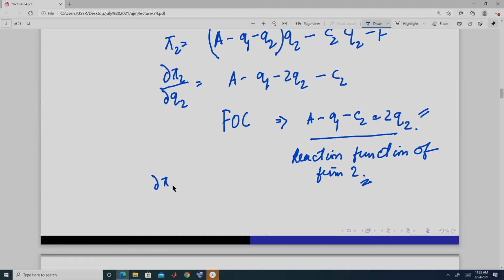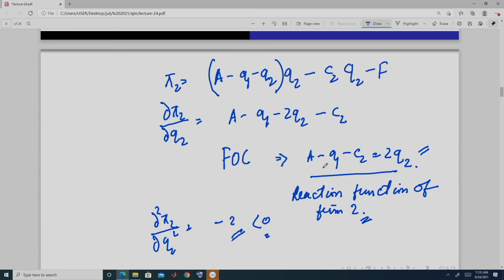It is always negative. So, we do not have to bother whether the solution is a maximum point or not, whether it is going to maximize the profit or not. We do not need to bother. So, based on this we get this.